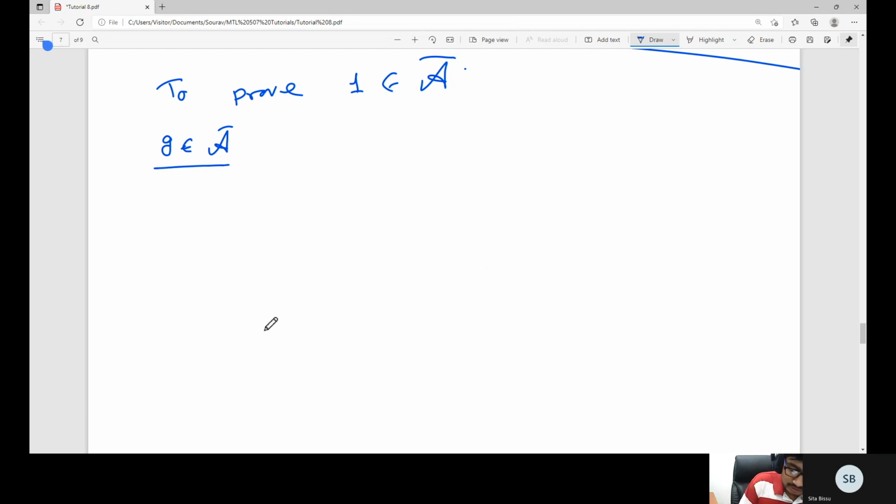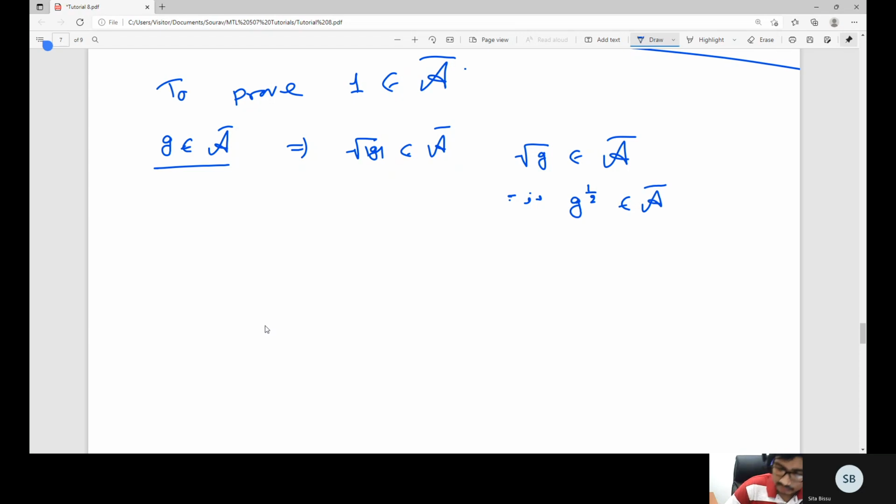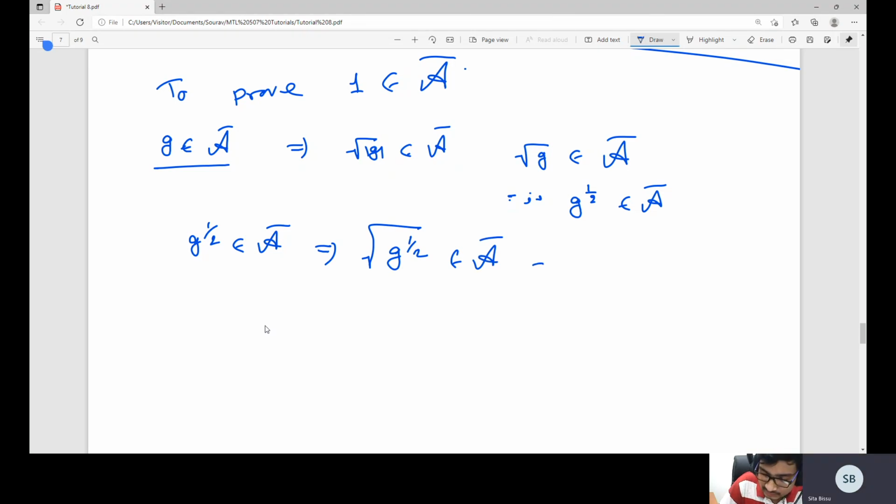Okay, now g belongs to the closure implies root of mod g belongs to the closure, but g is a positive function, so you can say root of g belongs to the closure. That means g to the power half belongs to the closure. Now g to the power half belongs to the closure implies g to the power half and its root belong to the closure. That's what we proved. And what does this mean? g to the power 1 by 2 into 2 belongs to the closure.